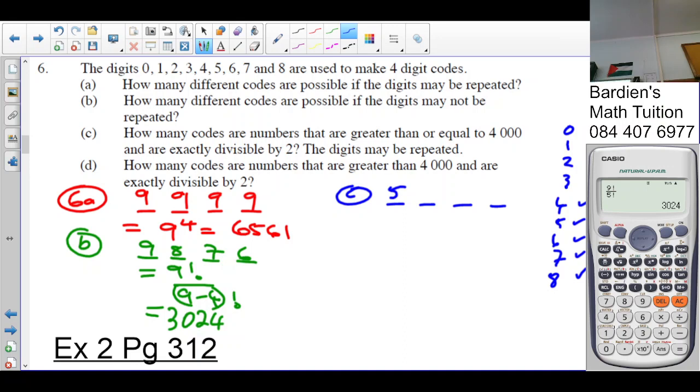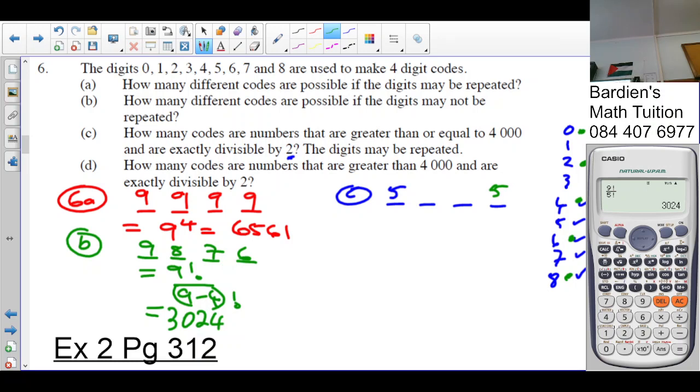Another condition is given that it must be divisible by 2. So if it's divisible by 2, can the last number be 0? Yes. Can it be 1? No, because that will be odd. Can it be 2? Yes. Can it be 3? No. Can it be 4? Yes. Can it be 5? No. Can it be 6? Yes. Can it be 7? No. Can it be 8? Yes. There's 1, 2, 5 options.